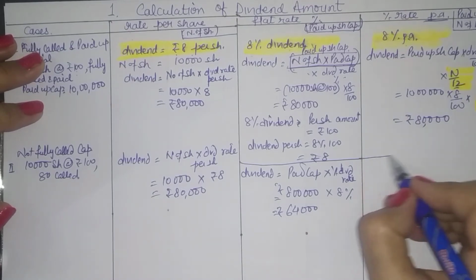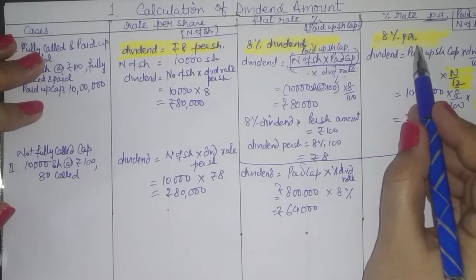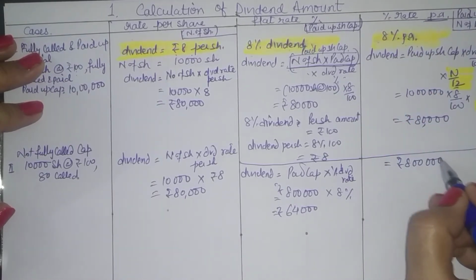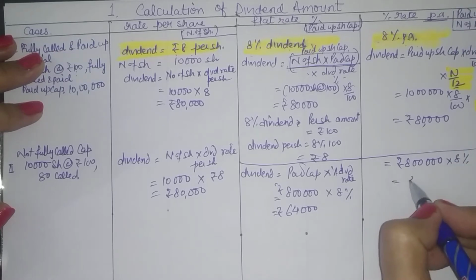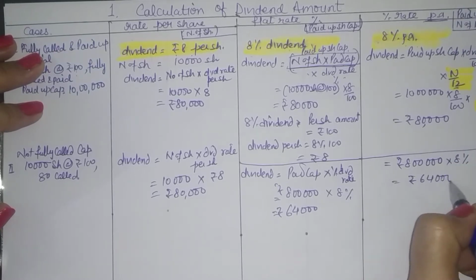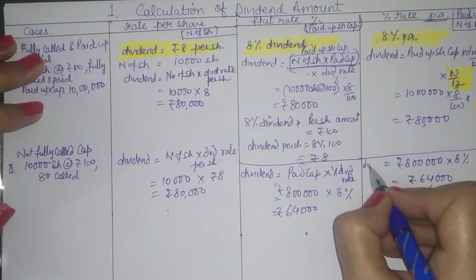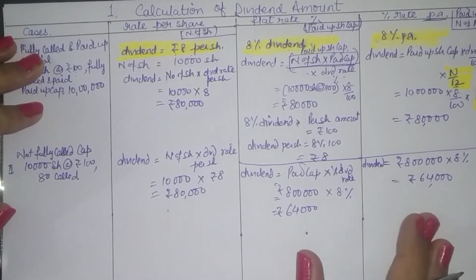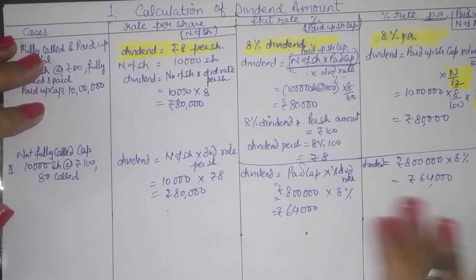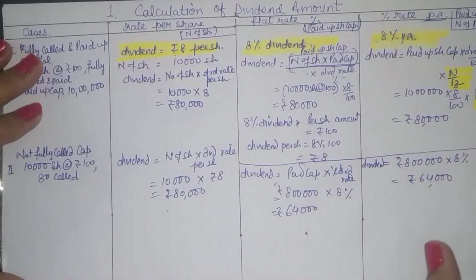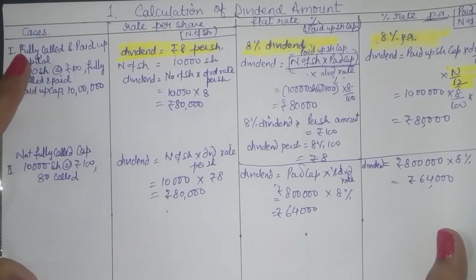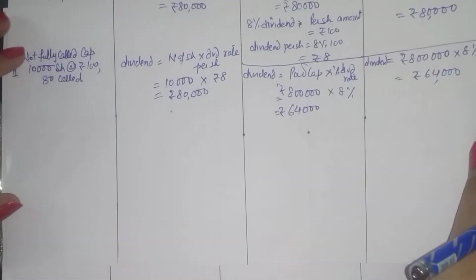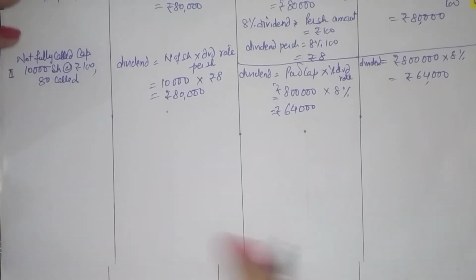Coming here in the third case, when the rate is 8% per annum. Now, in this case, your dividend amount is still 64,000 because the time period is not different. Time period is still annual. This is going to give you different answer from here when the time period is different. So we'll take up that case also. So we first took up fully called and paid capital. Now we have partly called capital, the capital which is not fully called. Let us take up the third case.